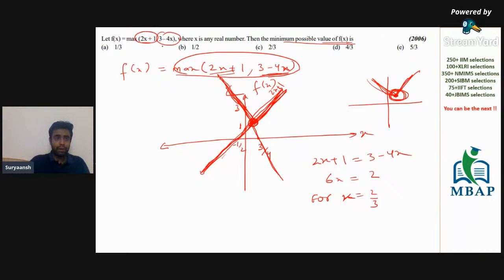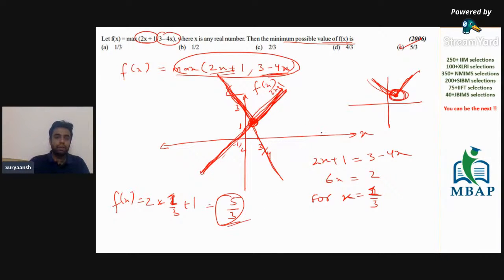So the minimum value would be 2 into 2 by 3 plus 1, which comes out to be, sorry, x is 1 by 3. So 2 into 1 by 3 plus 1, which is 2 by 3 plus 1, which is 5 by 3. The minimum possible value of f(x) will be equal to 5 by 3.